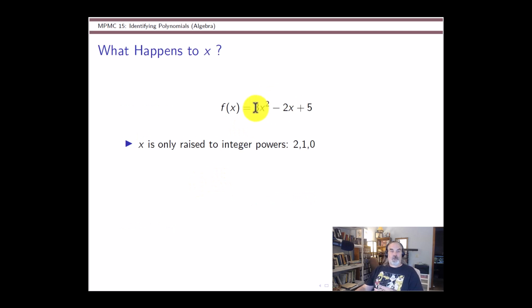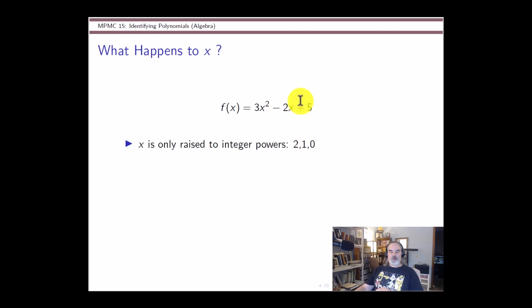Now, I just told you this is a polynomial, 3x squared minus 2x plus 5. Well, why? What's special about this thing that makes it a polynomial? Well, if you look at the terms, you'll notice that the instances of x are all raised to integer powers of 2, 1, and 0 in order.